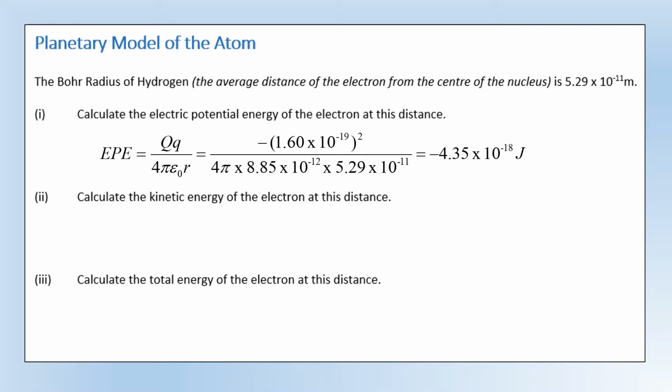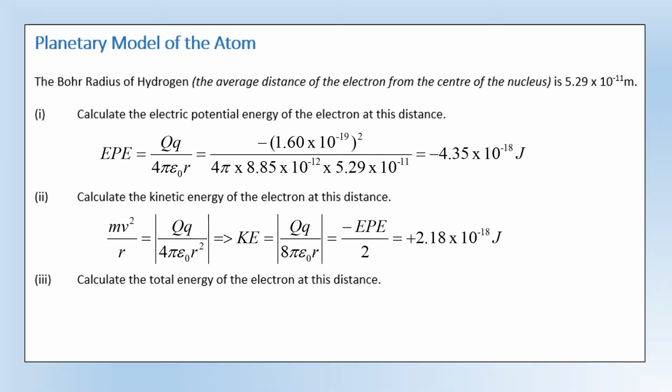So the next question, calculate the kinetic energy of the electron at this distance. If we imagine it to be in circular motion, we know that the centripetal force must be equal to QQ over 4 pi e0 r squared. And if we cancel the r's and divide both sides by 2, that's going to give us kinetic energy. What you'll notice is that's exactly half of the electric potential energy, but it's going to be a positive number. And so that gives us 2.18 times 10 to the minus 18 joules.